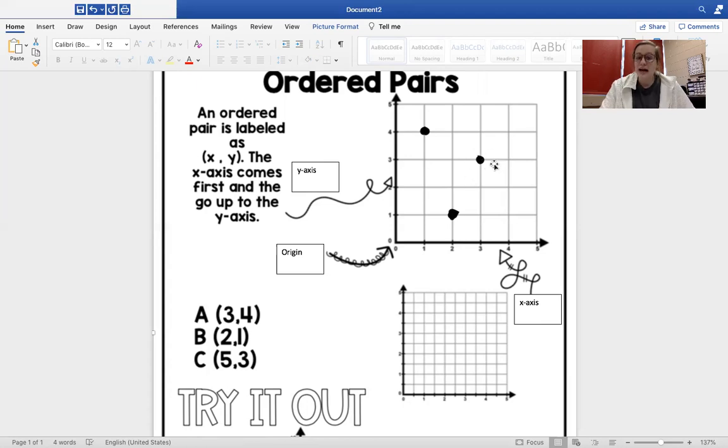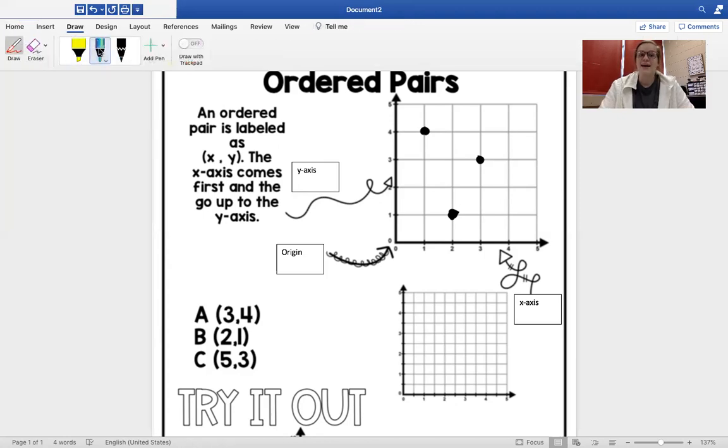Okay, I want you to try to tell me how to get to this point. You would start at the origin, you would move to the right, how many spaces? 3 along which axis? The x-axis. And then how many spaces would you move up? 3 as well. Great job. Along the y-axis. You are rocking it.